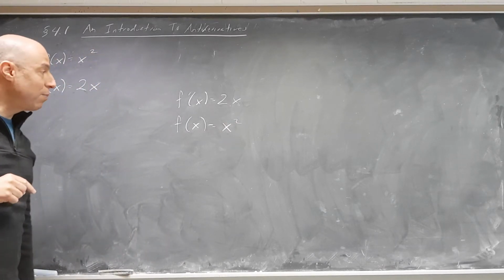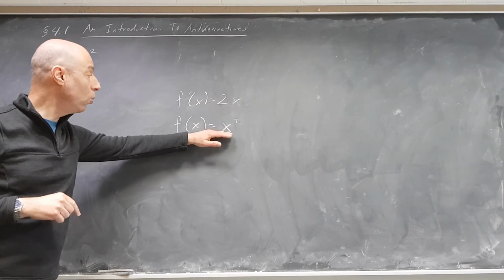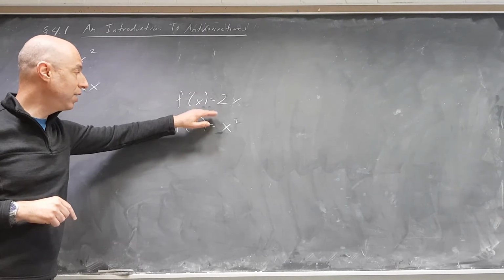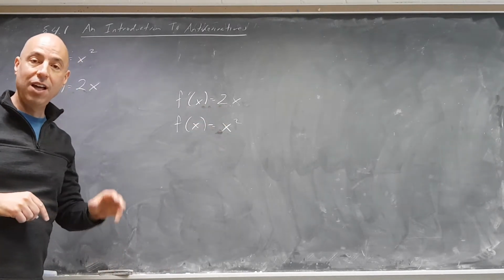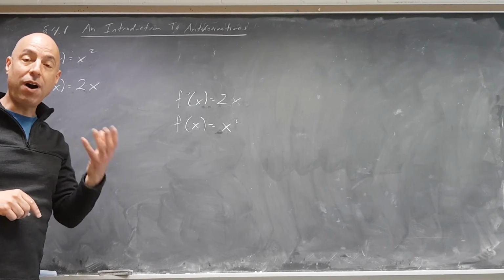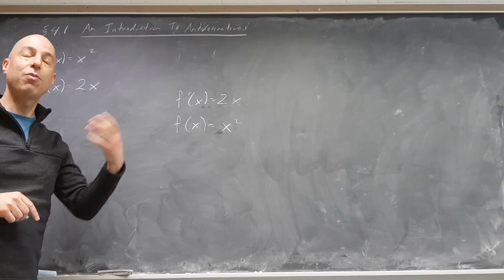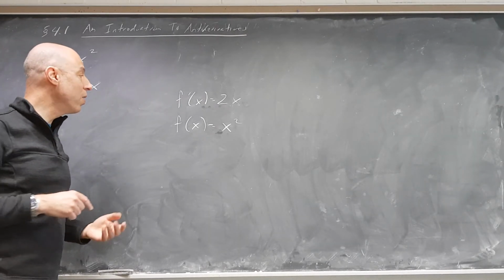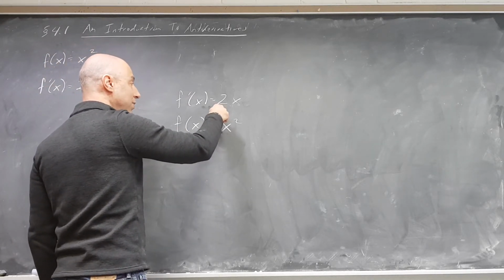Now, right away, that brings a question. Is this the only antiderivative of the function 2x? Is this the only thing I can take the derivative of to get that? I want you to think about that for a second. Pause the video, ask yourself the question. Presumably you've paused the video and asked yourself the question. And the answer is no. There's more than one function I can take the derivative of to get that.